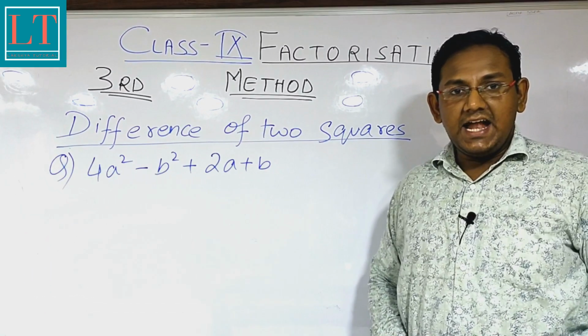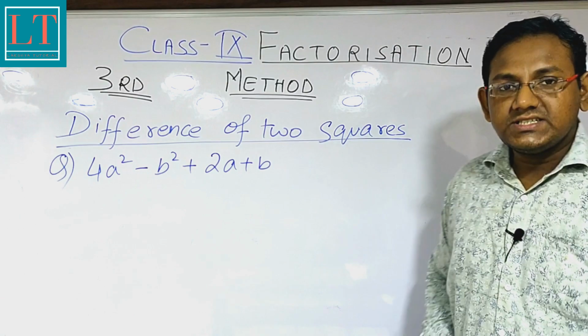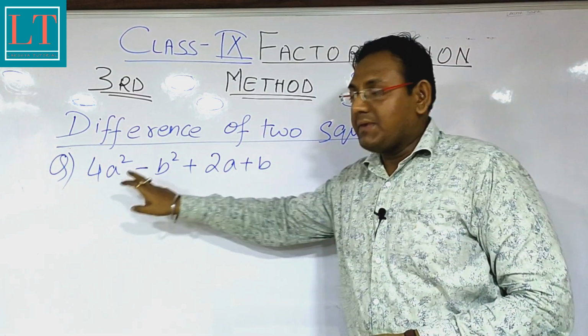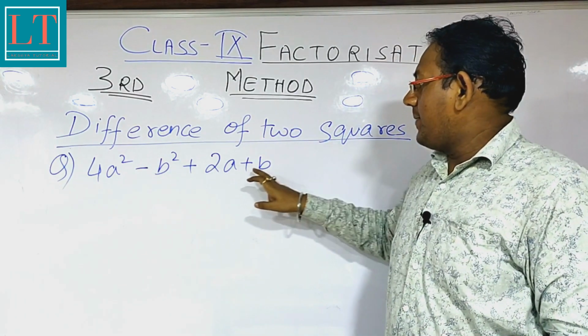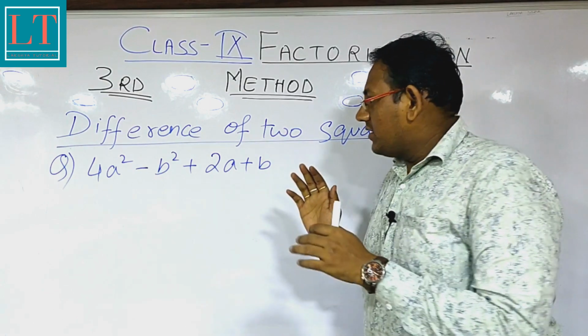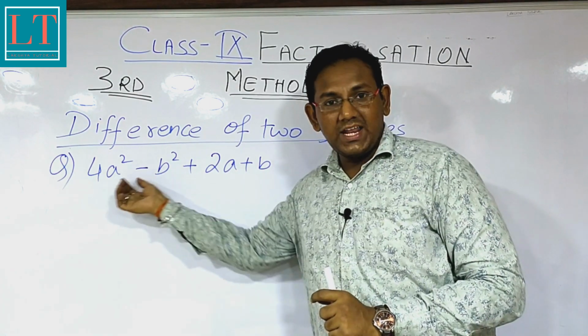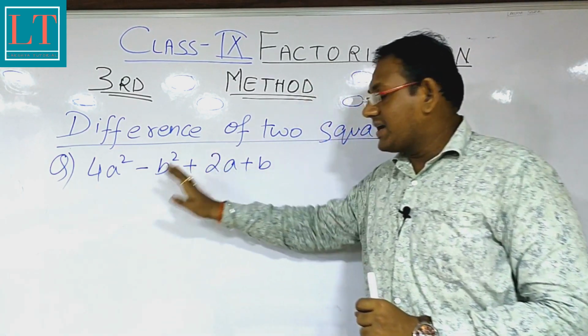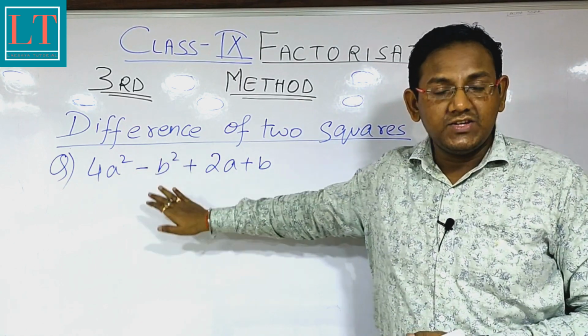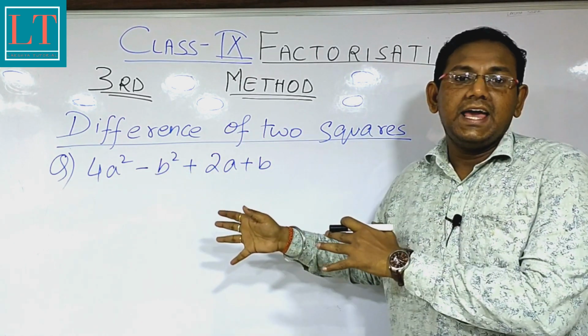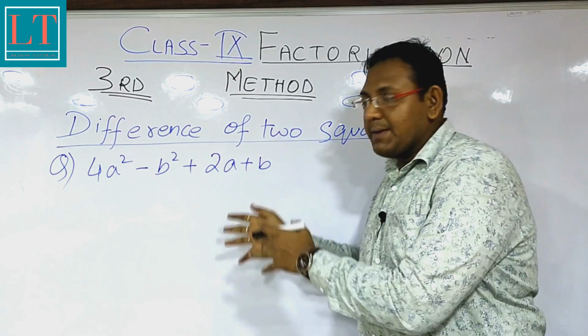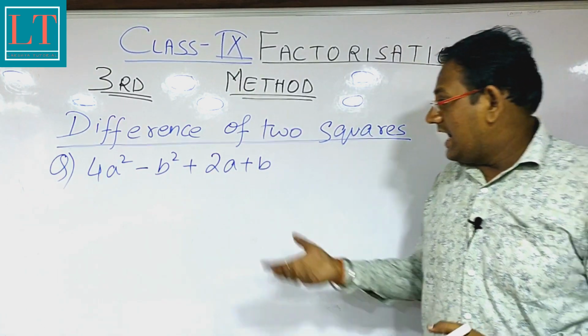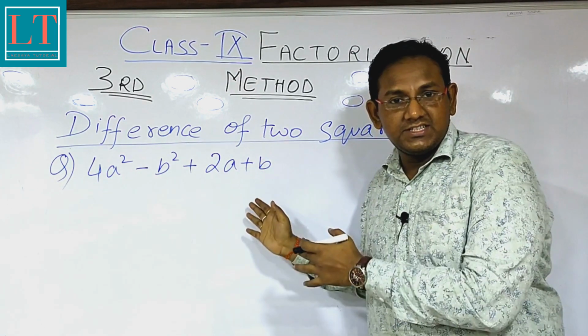Now let us understand this question. In this question we are getting 4a square minus b square plus 2a plus b over here. Now the first thing is that we are getting a square containing term at the beginning of the question. So we can apply which formula? We can easily apply a square minus b square formula, that is (a plus b) into (a minus b). And what about this part? We will discuss about this part also later.